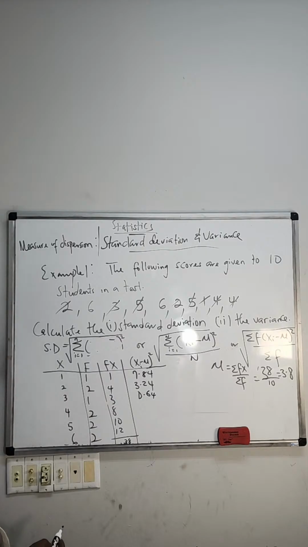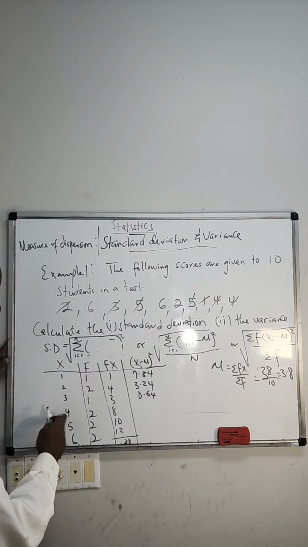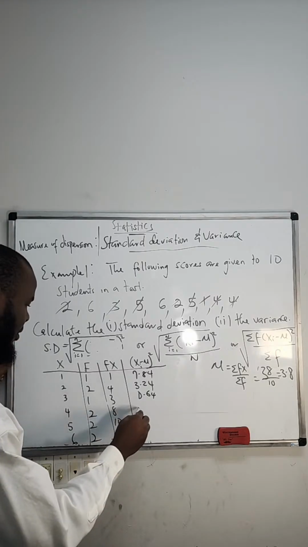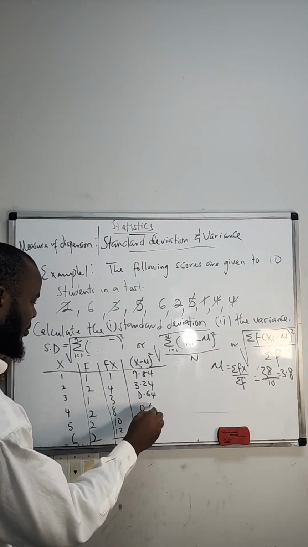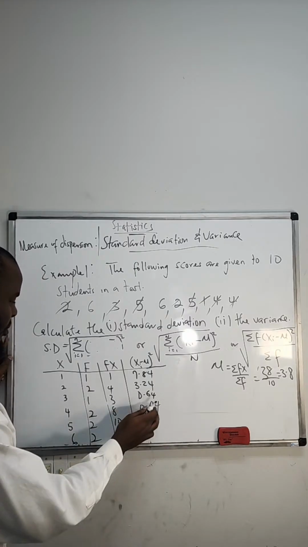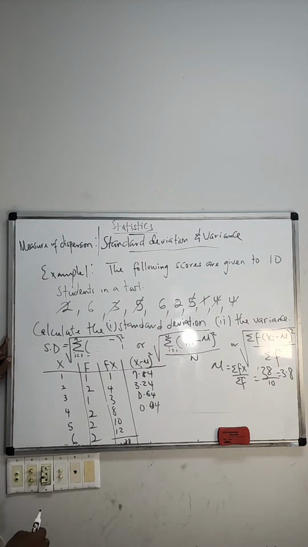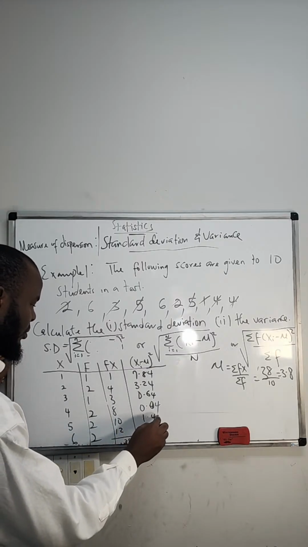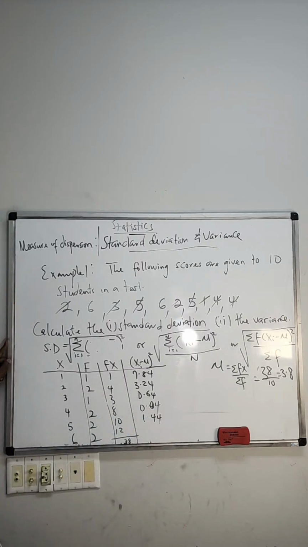It's just 0.8 multiplied by 0.8. 0.64. So 4 minus 3.8 is going to be what? 0.2. 0.2 squared is 0.04. Good. 5 minus 3.8 should be what? 1.2. 1.2 squared should be what? 1.44.